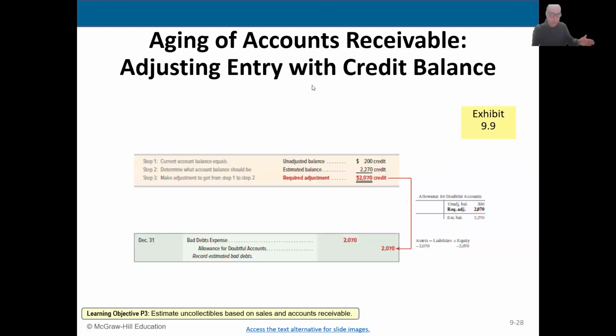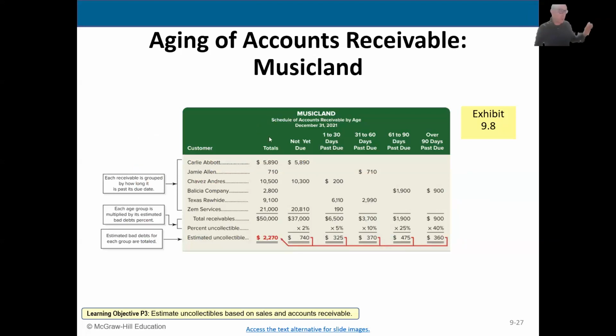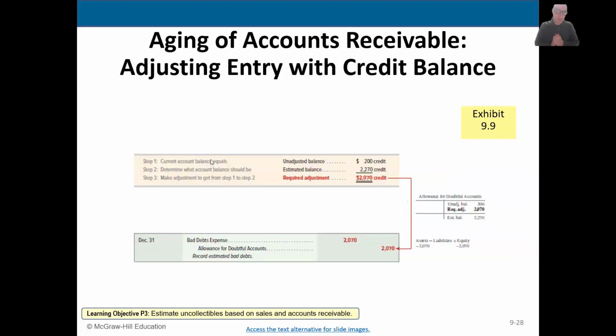So let me go back. 2,270 is the total amount that we're estimating that we're not going to be able to collect. Okay, so we come here and we have $200 from our prior balance in our allowance for doubtful accounts. Remember, we need to subtract that out. So that brings us to an adjusted balance of 2,070. So we debit bad debt expense 2,070, credit allowance for doubtful accounts 2,070. That's our total amount that we expect not to be able to collect.